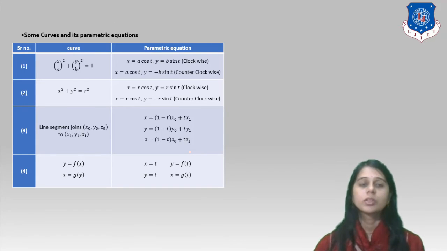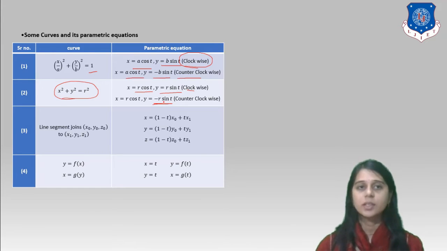Some more parametric equations. The parametric equation for (x by a) whole square plus (y by b) whole square equal to 1 is x equal to a cos t, y equal to b sin t for clockwise, and x equal to a cos t, y equal to minus b sin t for counterclockwise. Now for the circle, x square plus y square equal to r square, x equal to r cos t, y equal to r sin t for one direction, and y equal to minus r sin t for the other direction.